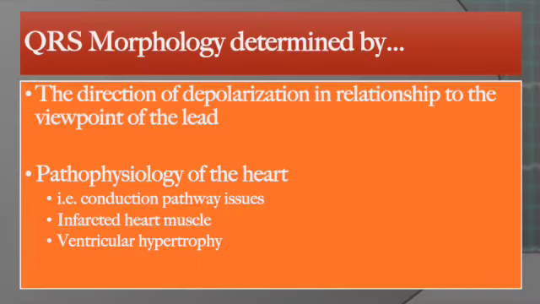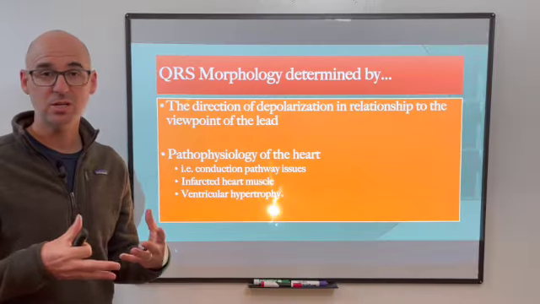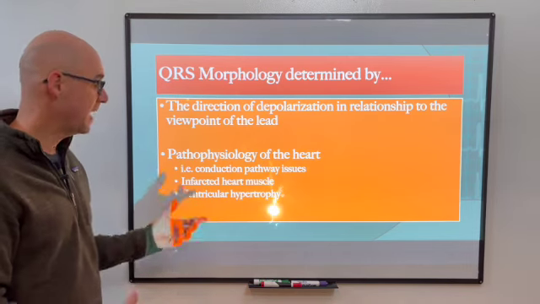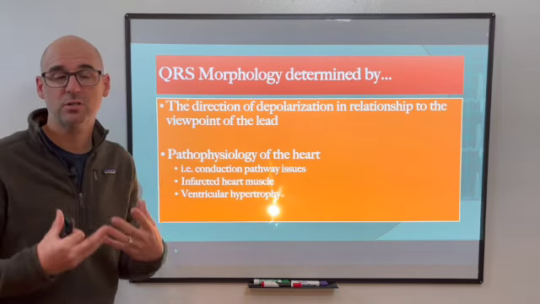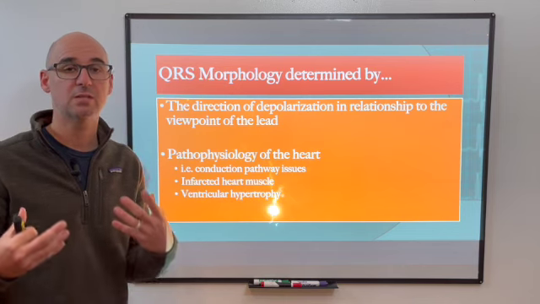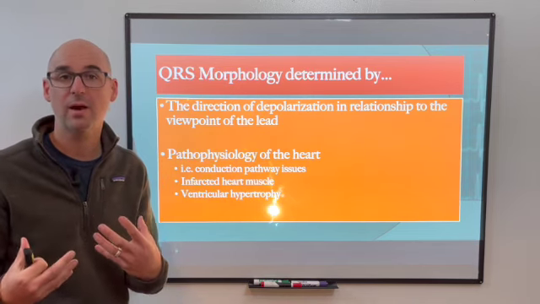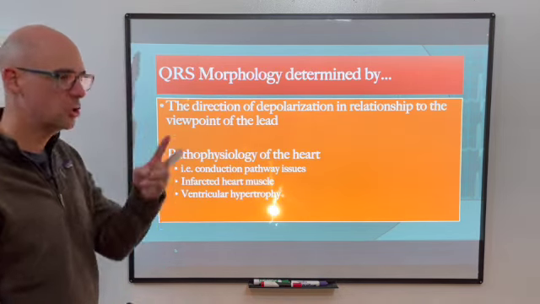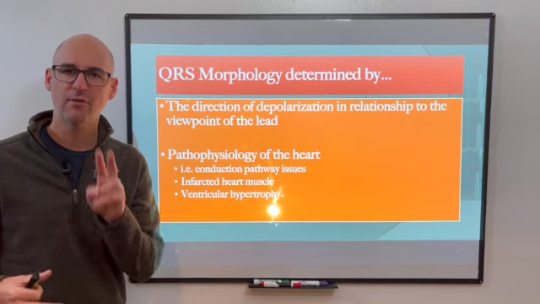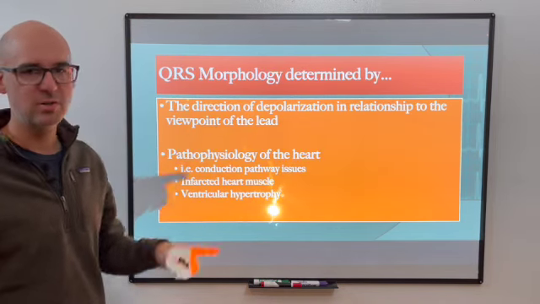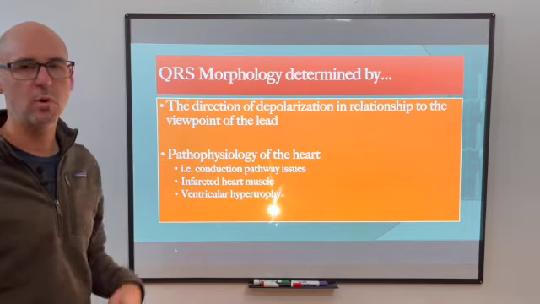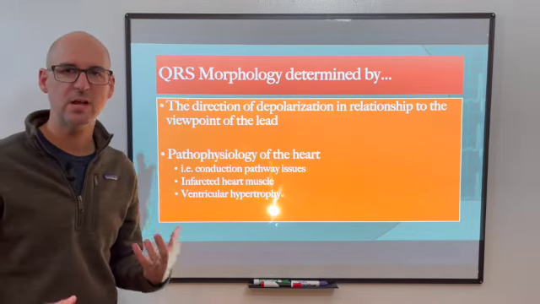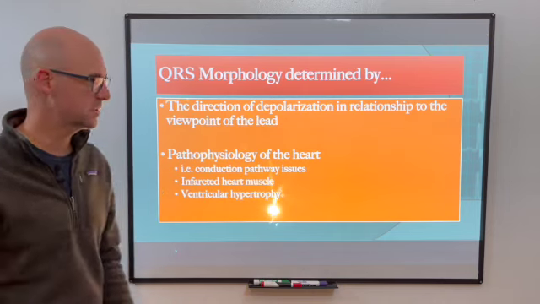They could have conduction pathway issues like bundle branch blocks. They could be having an infarction. If they have an infarction, they're going to have dead tissue that conduction can't move through, okay? They may have hypertrophies, and those are going to change the morphology too, because that area of the heart is requiring a lot more depolarization to get that big, thick muscle to fire off. So there are two primary determinants of our QRS morphology: the direction of depolarization in relationship to where that lead sits, and then the pathophysiologies of the patient themselves. That's what's going to determine them.